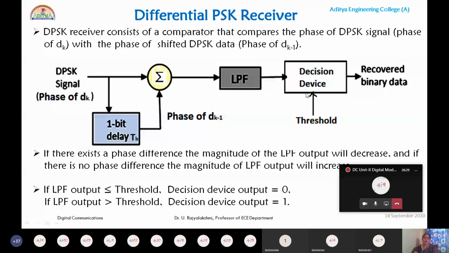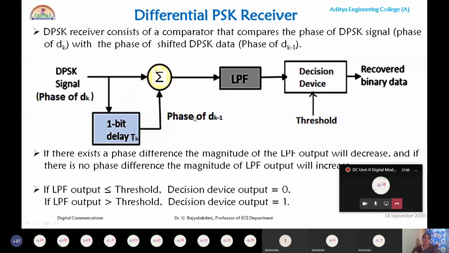Here you cannot use any carrier component, because this is the non-coherent version of the binary phase shift keying technique. So please observe the first element, the comparator. What will this comparator do? It will compare the DPSK signal phase with the previous one, that is, the phase of Dk is compared with the phase of Dk minus 1.